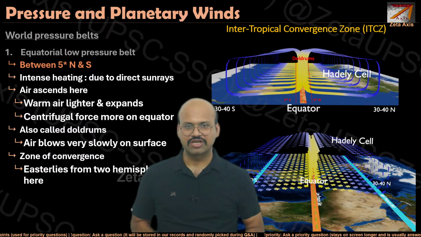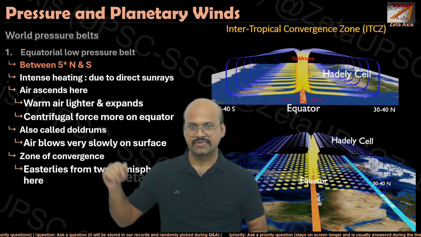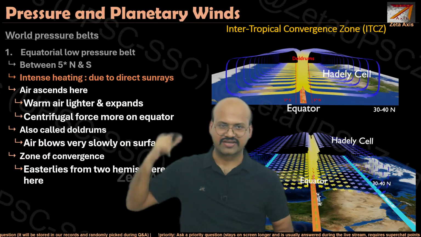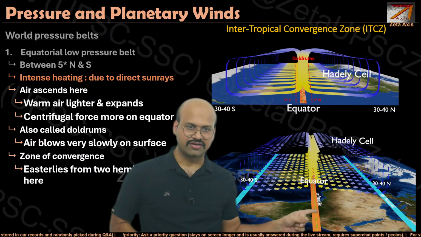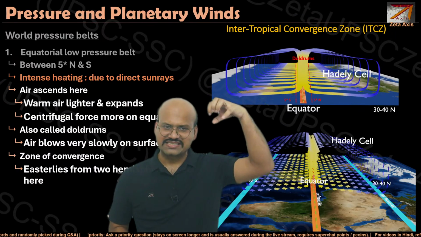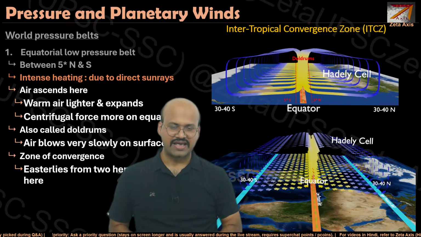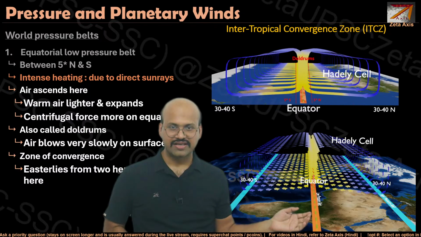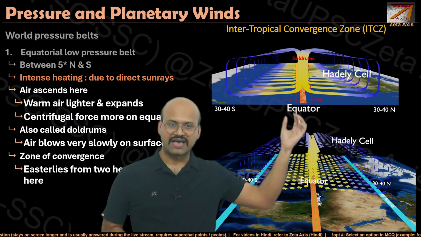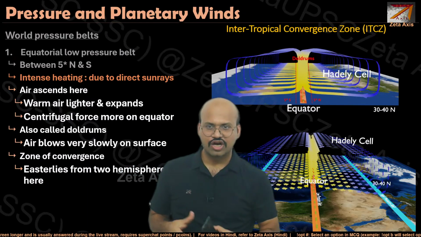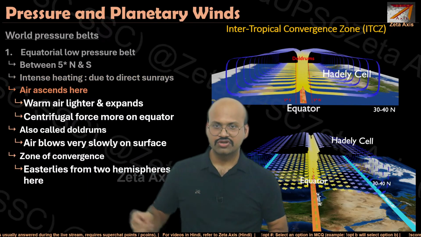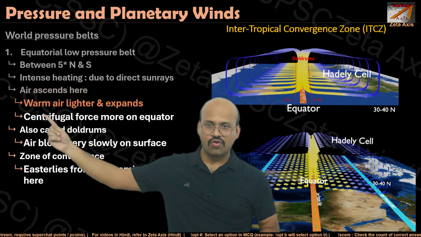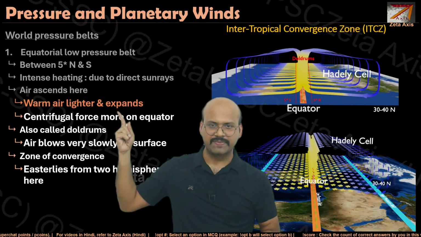It varies based on the season. It is created because of intense heating due to direct sun rays. We know that this is the equator, over which the sun is directly focusing its rays, and therefore it is heated. Because it is heated, the air will rise up, and the air rising up creates a low pressure region. So here air ascends because it is heated by the direct sunlight. Warm air is lighter and it expands.